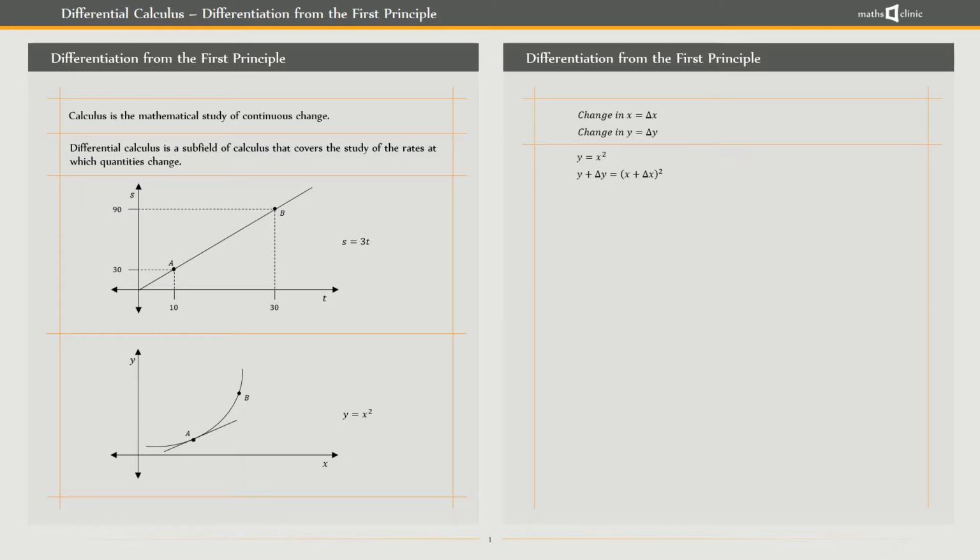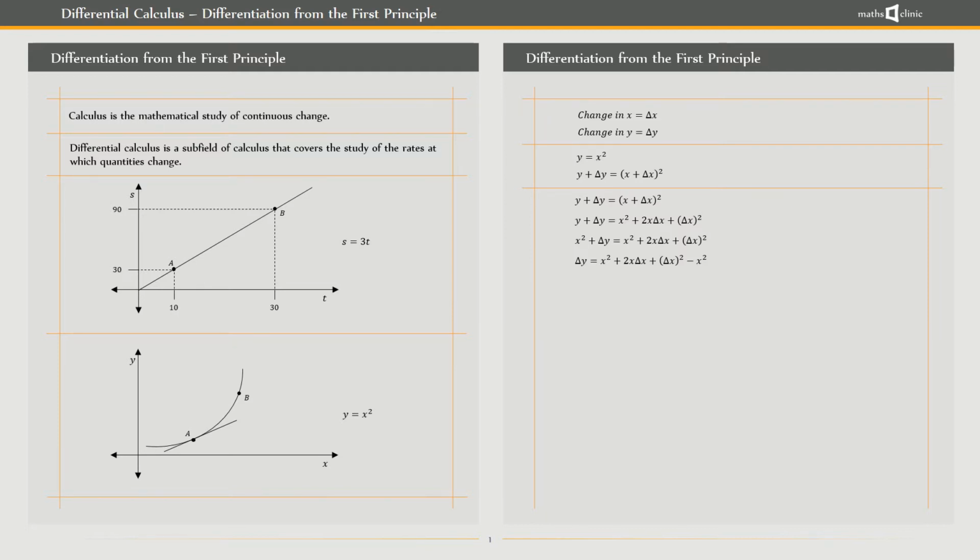Okay, so now once we have that, we can simply go ahead and expand that. So we have x plus delta x all squared. It will give me x squared plus 2x delta x plus delta x all squared. Once I have that, I can go ahead and substitute x squared for y. Remember that y equals x squared, so instead of y plus delta y, I can say x squared plus delta y. Then I'll move x squared over to the right, and I have delta y equals x squared plus 2x delta x plus delta x all squared minus x squared.